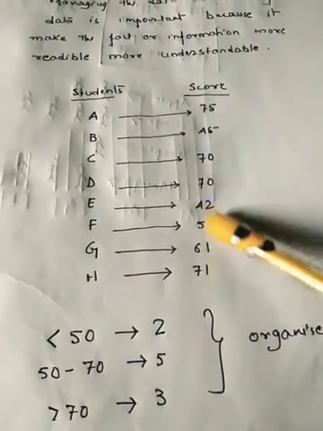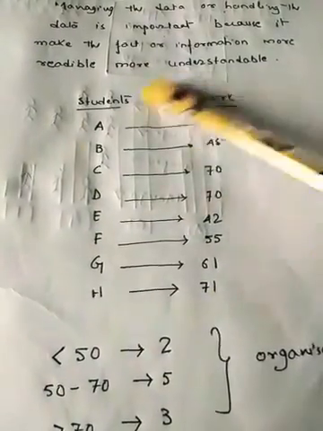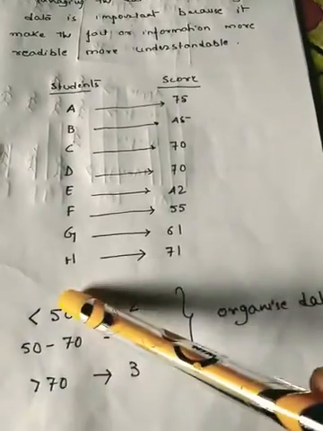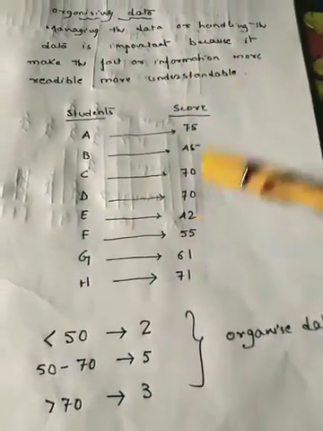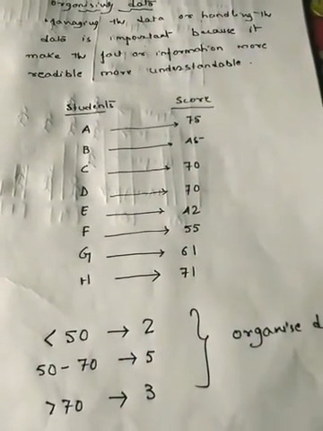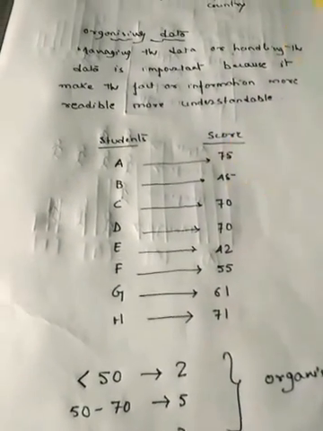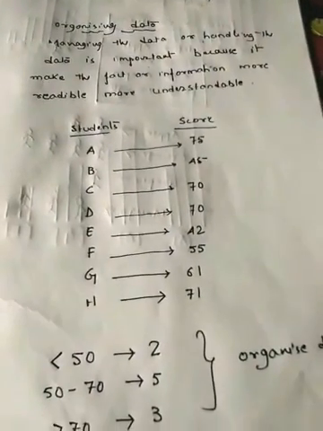So if you carefully check all this, this is also a type of organizing data, and this is also a type of organizing data. Fine. So this is how it helps. It makes it easier to analyze and easier to interpret. So that is the reason why organizing data is very, very important. Okay, now let's move on to the next part.